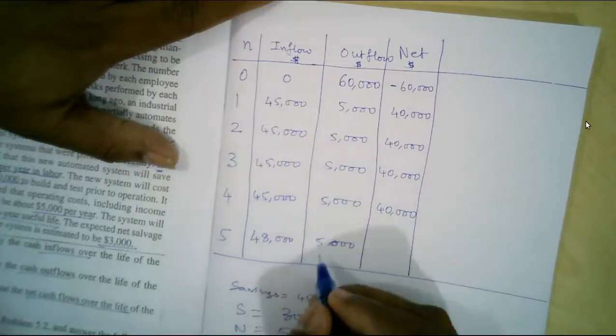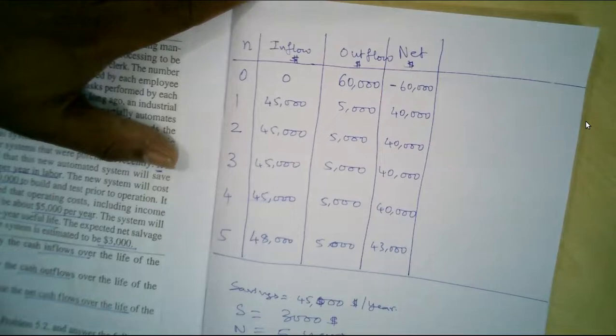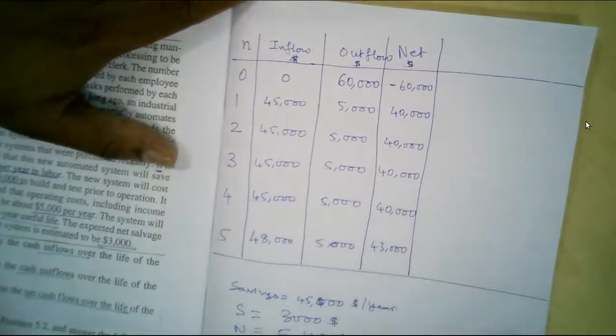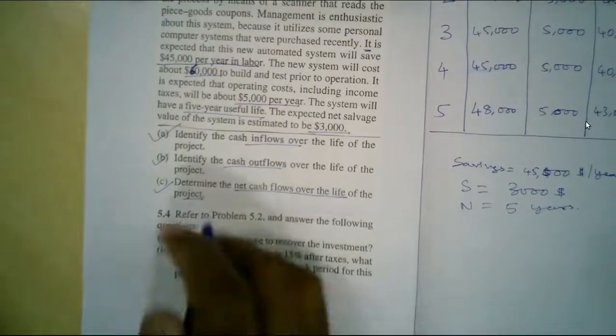Here, 48 minus 5, it will be 43,000, like this. So this is net cash flow. So this is what completes the ABC part. Now let's continue with this problem.